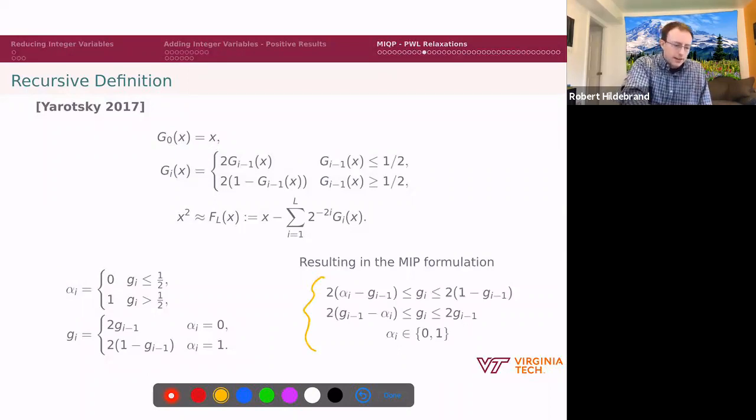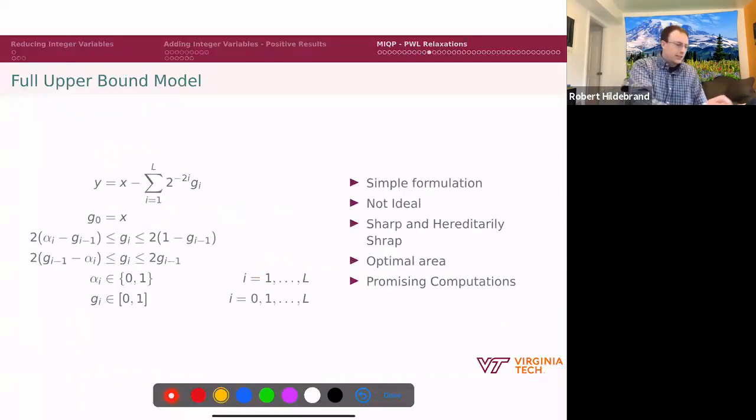And you can see, if your alpha variable is 1, then this forces the g_i variable to take twice times 1 minus g_i. And if the alpha variable is 0, then it forces it to take just twice the previous g_i. Okay, so we can write down this formulation, and now we have a nice little MIP model that approximates the quadratic very closely. And I didn't mention the theorem, but the approximation, I guess I'll show some things later, converges very quickly.